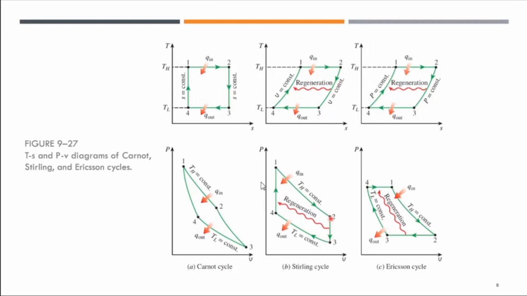Then from 2 to 3 we have constant volume regeneration, and then process 3 to 4 where heat is expelled, removed from the system. The temperature is constant, and from 4 to 1 we go back to the earlier state where the volume is again constant. Alright. So later when we look at the Ericsson cycle, we can easily compare side by side between the Carnot cycle, the Stirling cycle, and the Ericsson cycle.